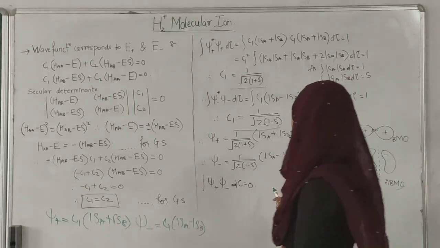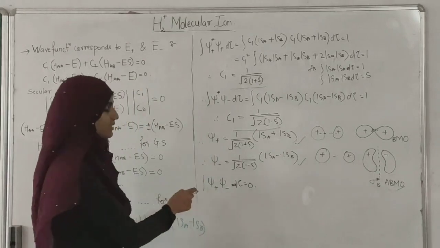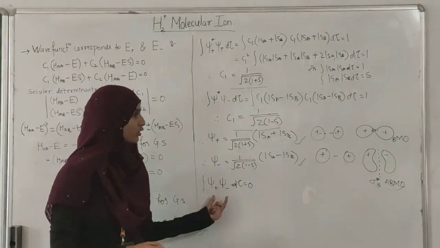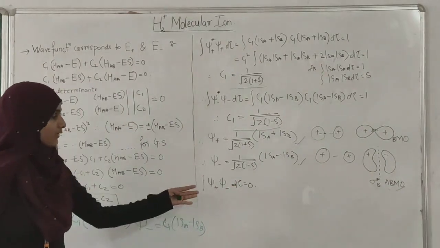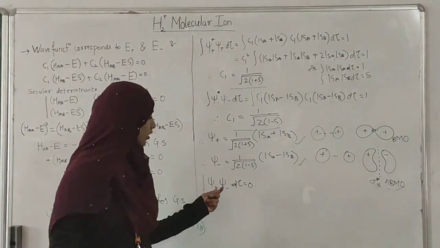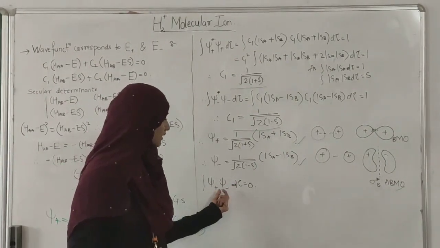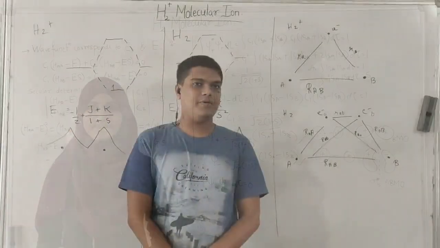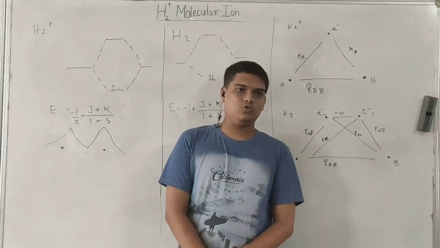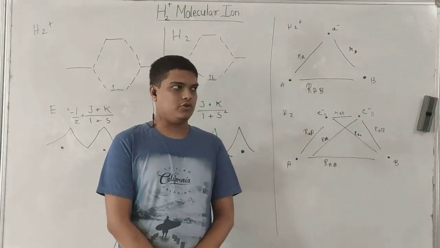So here my two wave functions are the linear combination of atomic orbitals like 1sA and 1sB giving me the two orthogonal molecular orbitals. Okay. So we will be comparing the H2 plus ion and the H2 molecule.